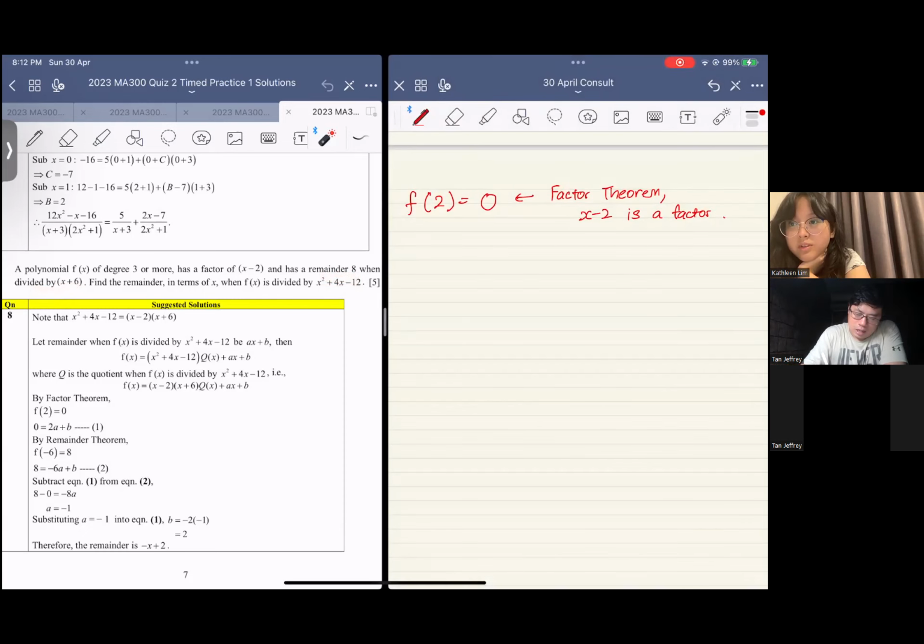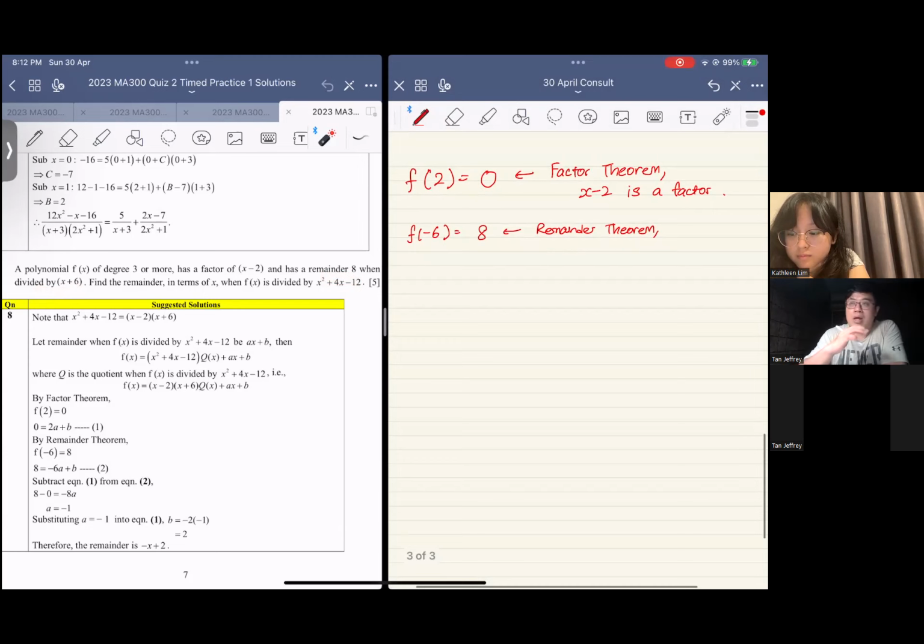That means f(x) is -6, then it will give 8. Correct, and this is by precisely the remainder theorem. Okay, so with these two so-called information and tools, what do we do next?